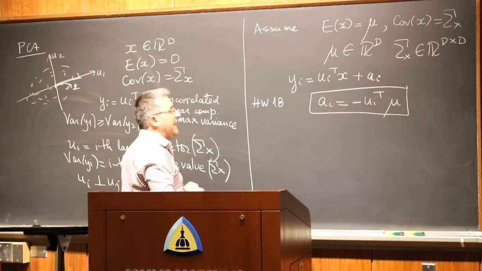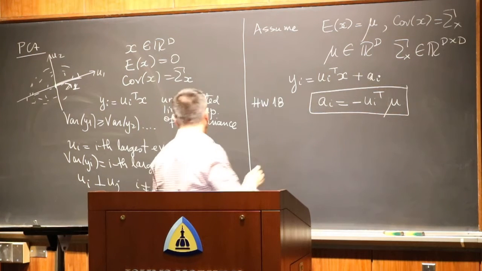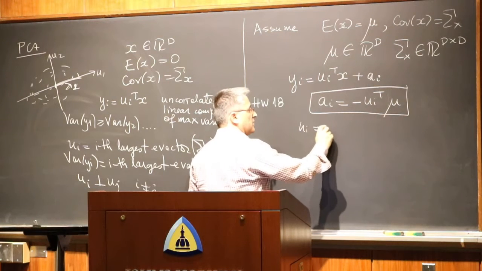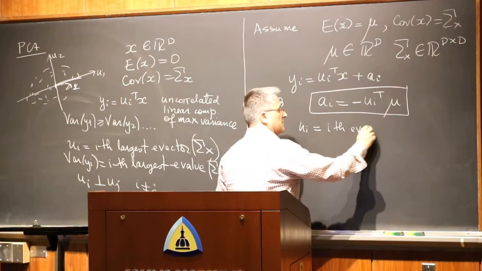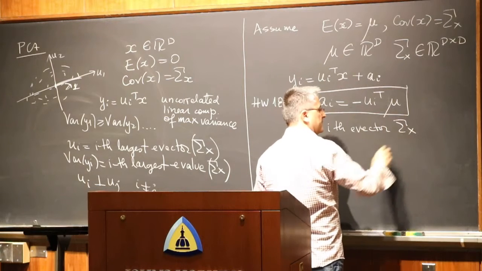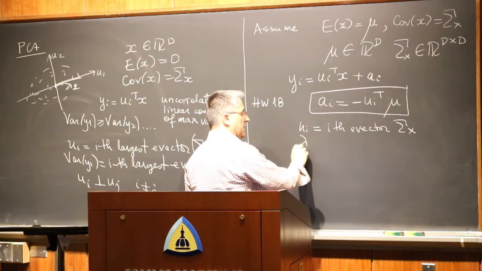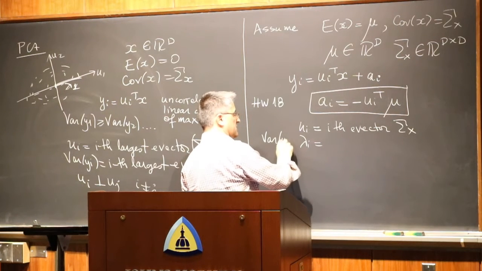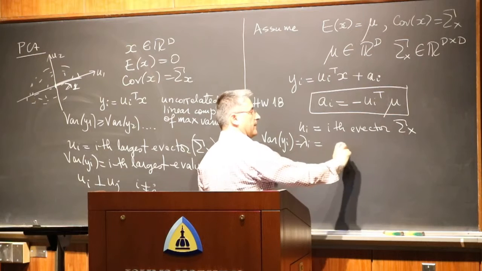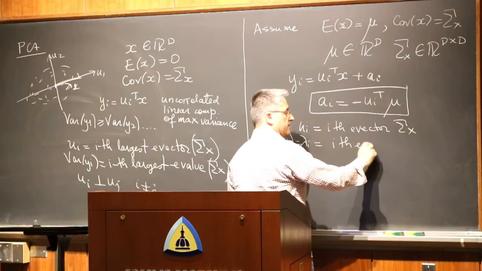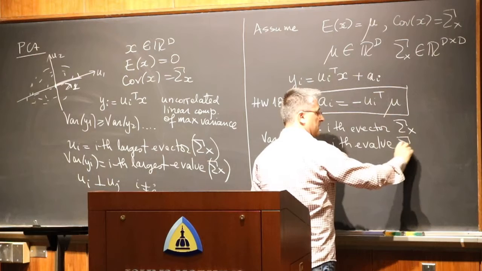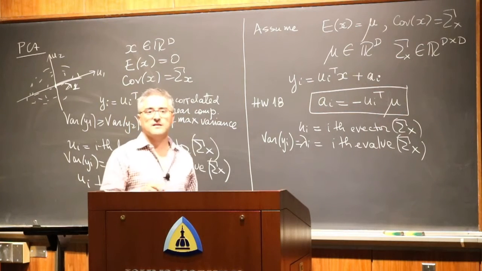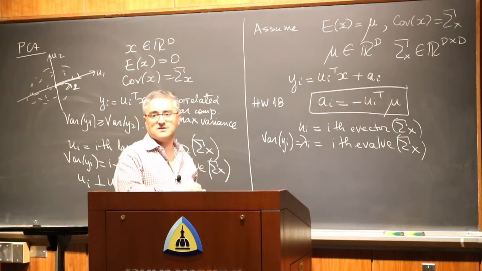But the main thing is that the rest is the same. So u sub i is still going to be the i-th eigenvector of sigma x. And lambda i, or the variance of y sub i, is still going to be the i-th eigenvalue of sigma. So the bottom line is that not much changes.